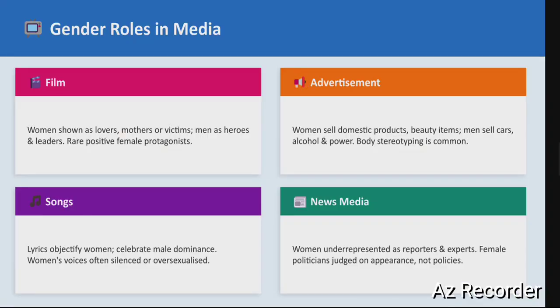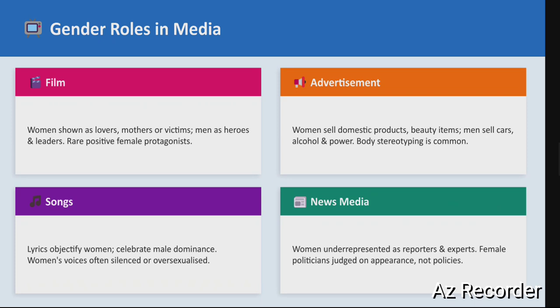Okay, media again. Film. Woman is shown as mother, victim, lover, but men as heroes, leaders. Very rare female protagonists are there. Rare positive female protagonist. So again, you note that there are heroine-centric movies, but that is rare. That needs to be noted. Even I doubt that if feminist movies are repeatedly made, 50 feminist movies, will women go and rewatch them? I don't know. Maybe they watch the hero movies more than this. Maybe. Have to think about it.